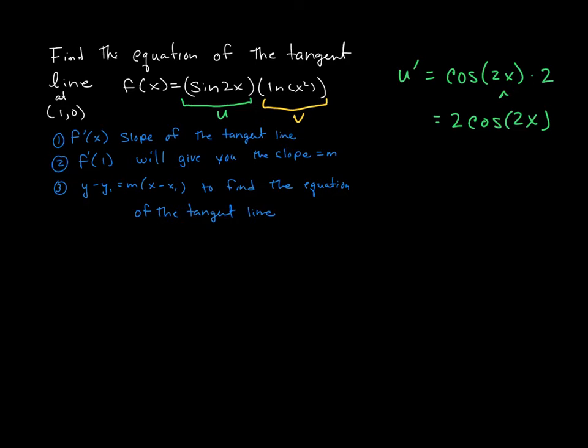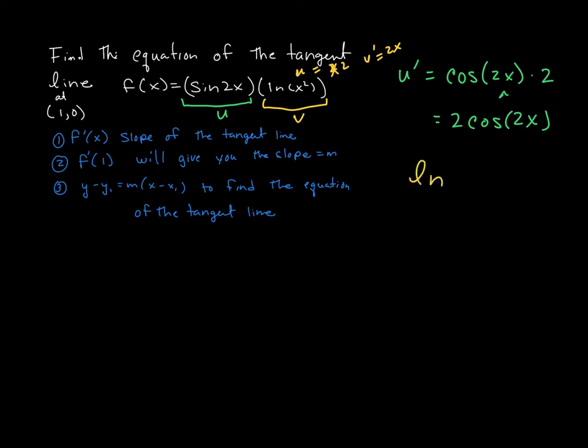Now for v, I do the same thing. The derivative of v is 1 over, all right, hold on, let me take a step back. Inside here, you have that u piece here, which is x squared. And then the derivative of that is equal to 2x. So the rule that we're using with the logs, let me take a step back.